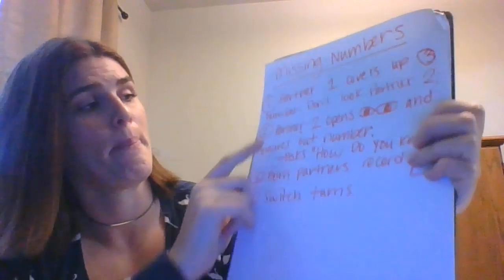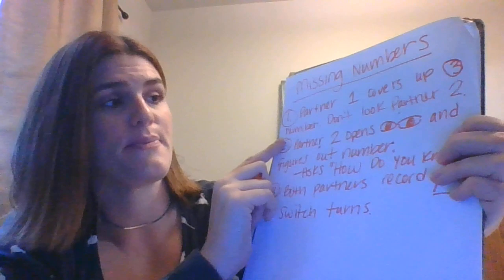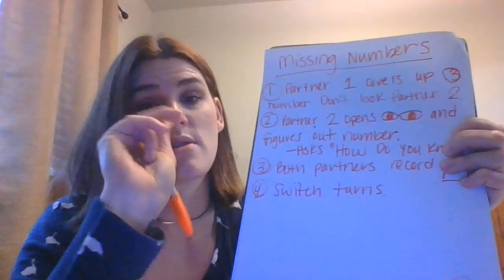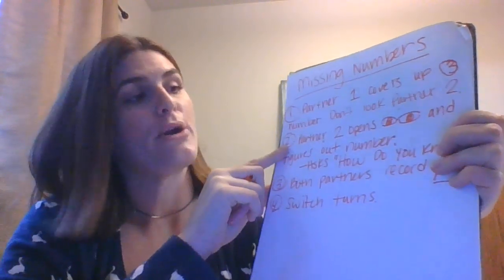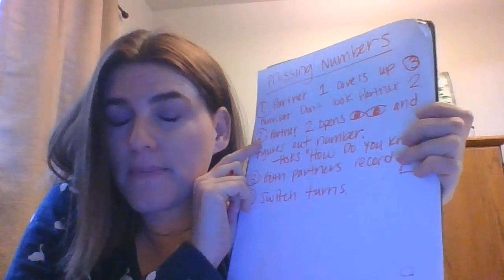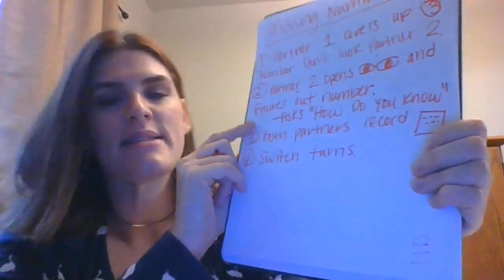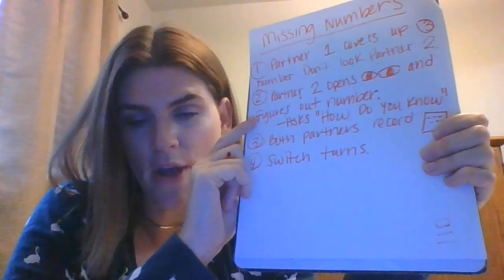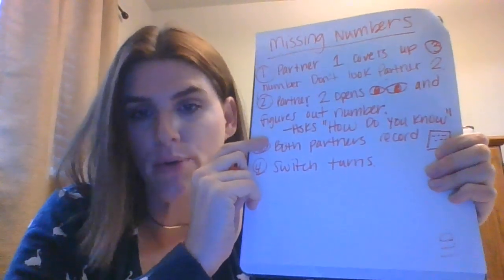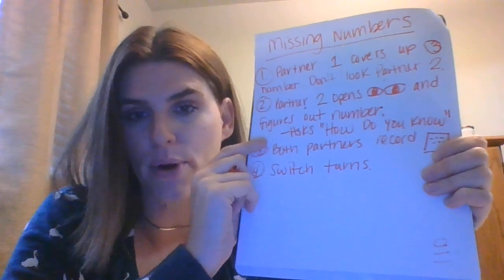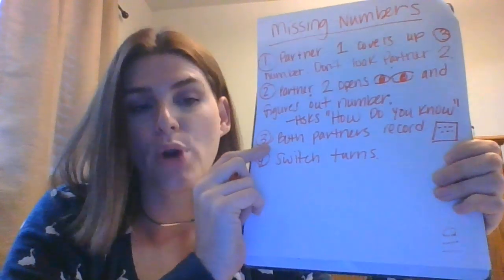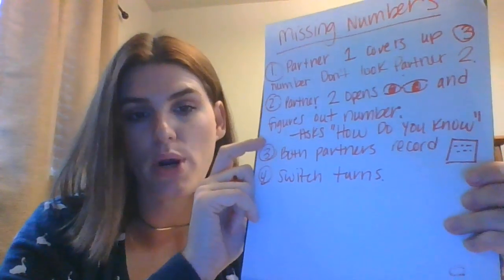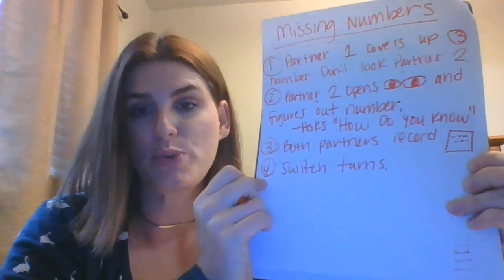I'm going to read it again. Partner number 1 covers up 3 numbers, and partner 2 is not looking. Partner 2 opens their eyes and figures out the numbers. They're going to write it down on the paper, and they're going to ask their partner, how do you know it's this number? Rule number 3, both partners record, and then rule number 4, you switch turns.